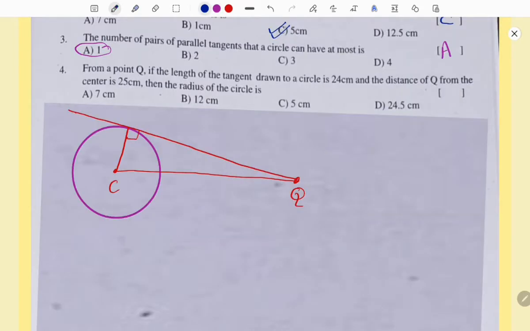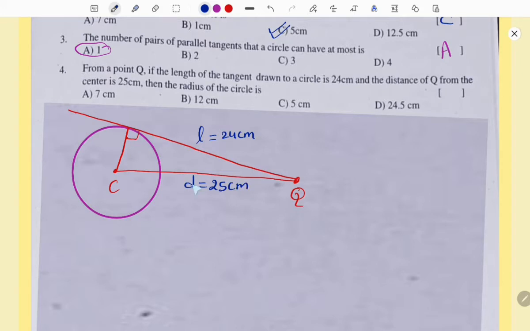Now the fourth question. From a point Q, the length of the tangent is 24 centimeters, and the distance of Q from the center is 25 centimeters.